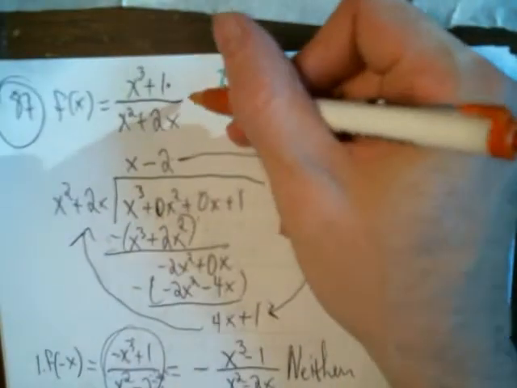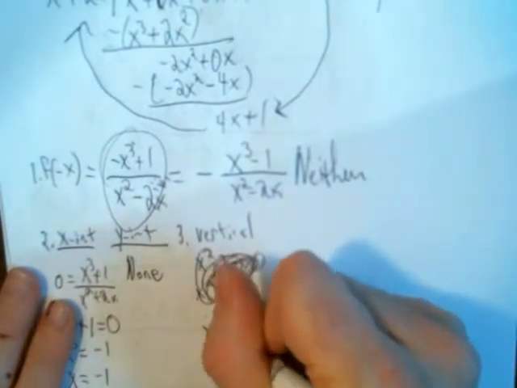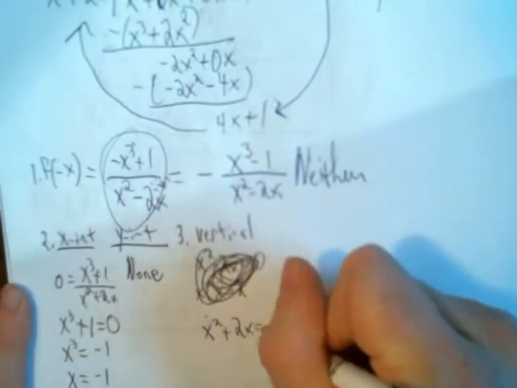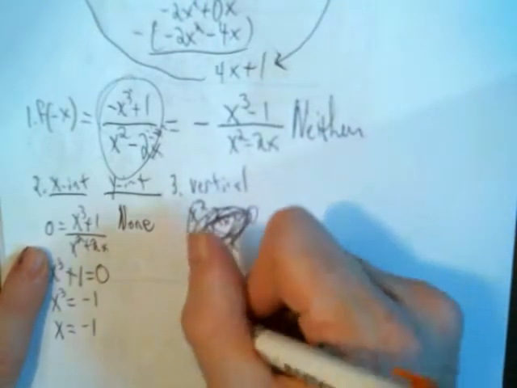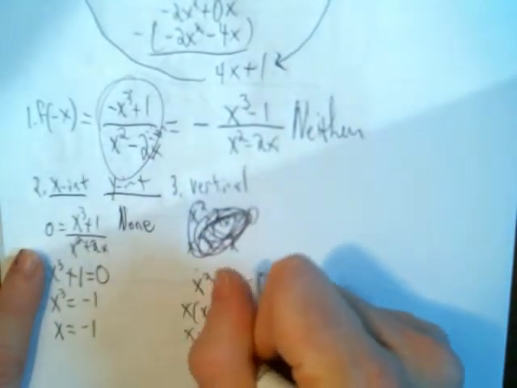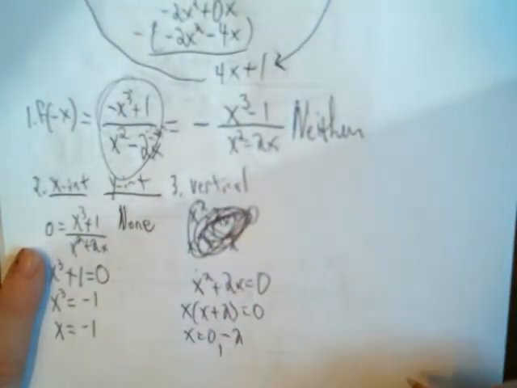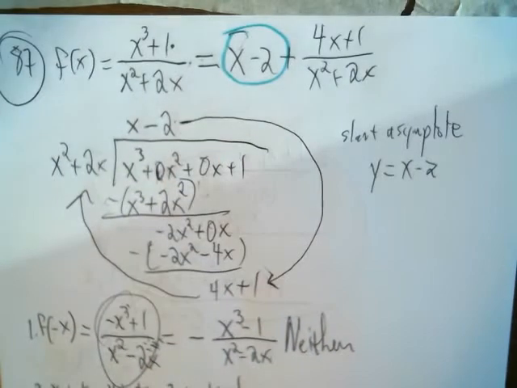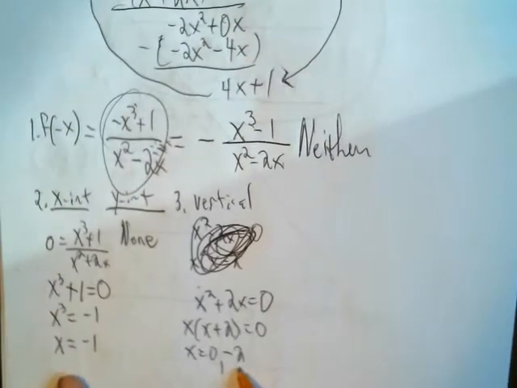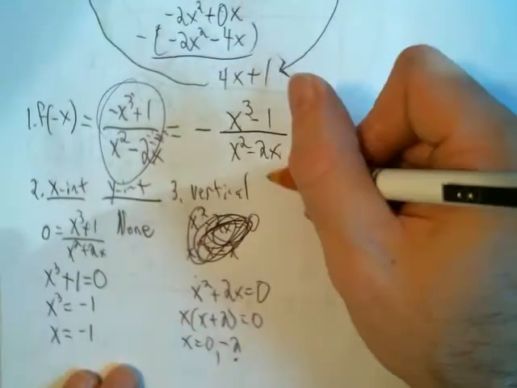So for the vertical asymptote, you're looking at x squared plus 2x equals 0. Factor: x times x plus 2 is 0, so x is 0 or negative 2. Those will be our vertical asymptotes. Note the numerator is not 0 at either of those places. The numerator is equal to 0 at negative 1, so we don't have to worry about a hole.